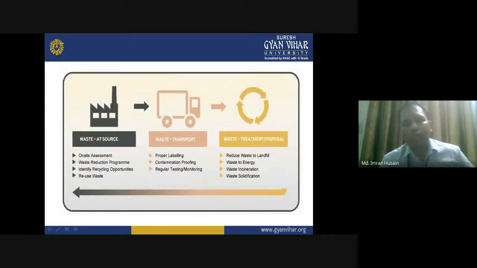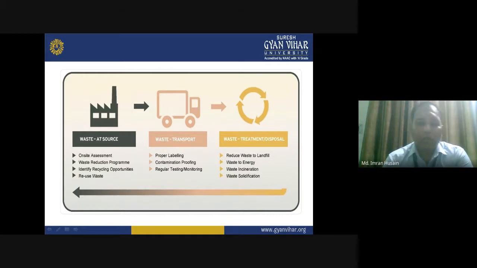Waste source, waste transport, waste treatment and disposal, and all those things now we are going to explain. So, waste source: on that particular site, an assessment is done and a waste reduction program is carried out. How you should adopt practices where you can reduce the amount of garbage being produced, especially biohazardous garbage, identify recycling opportunities, and reuse the waste. These are the safe practices that are very much appreciated in the long term.